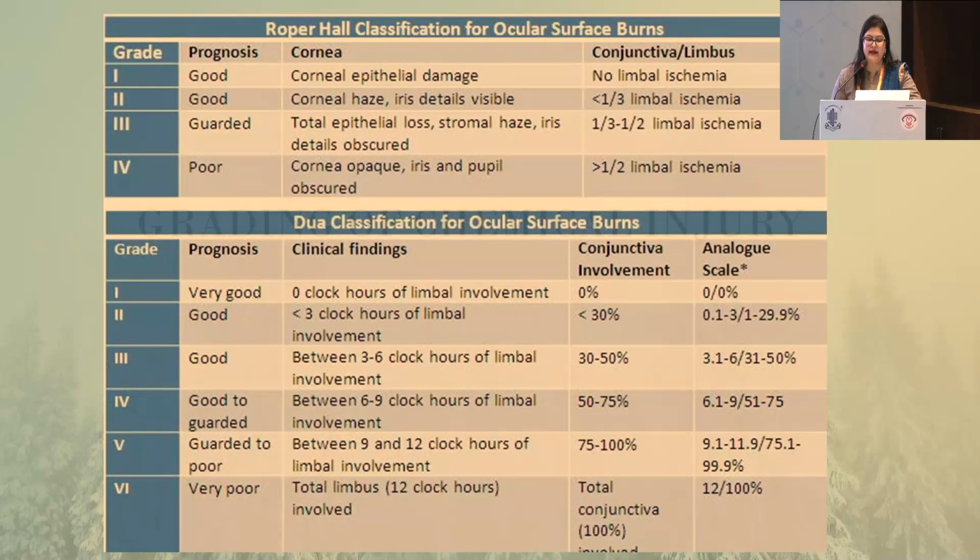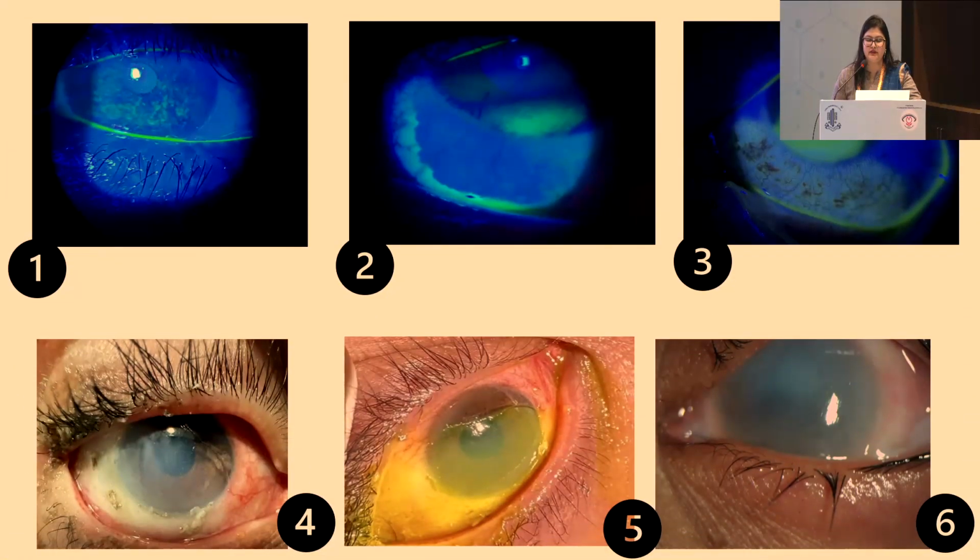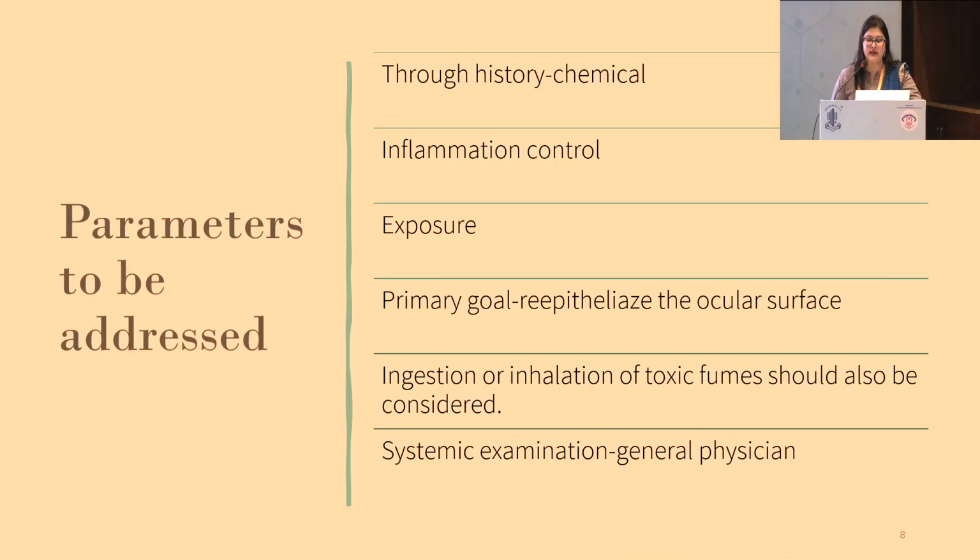These are the widely used classifications: the Roper Hall and the Dua classification. Nowadays we use the Dua classification more, which is based on limbal ischemia and conjunctival involvement. These are just a few cases to show you how you can grade them. The parameters to be addressed are: you need to take a thorough history of the chemical. We need to know exactly what has caused it.